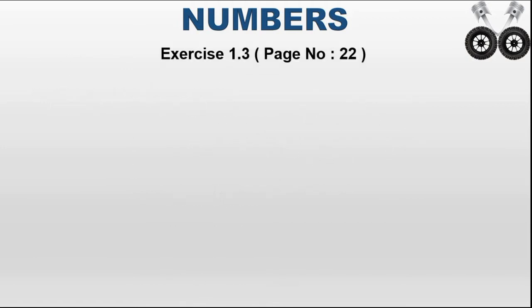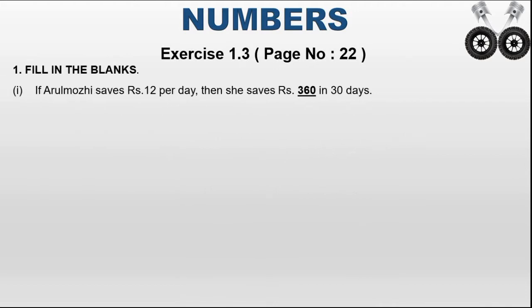Next we are going to see exercise 1.3, which is on page number 22. Very first, we are going to see the fill in the blanks. What is the first question? If Arulmozhi saves rupees 12 per day, then she saves rupees dash in 30 days. For one day, how much amount does Arulmozhi save? Rupees 12. What is the question asking? They are asking you to find for 30 days.